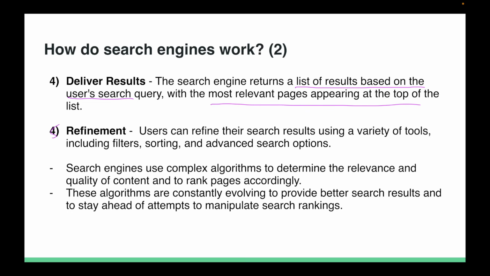Now, search engines use complex algorithms to determine the relevance and quality of content. And they're always changing these algorithms to provide better search results and to stay ahead of any attempts to manipulate search rankings. Moreover, with technologies like artificial intelligence and machine learning in general, additional tools are being used in order to find the most relevant and highest quality results for users of search engines.